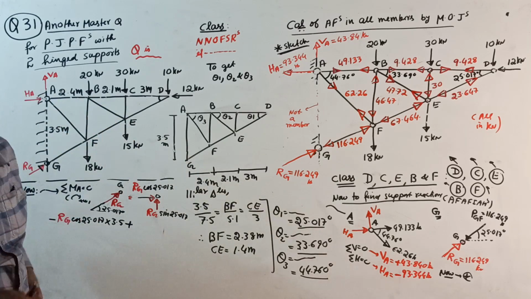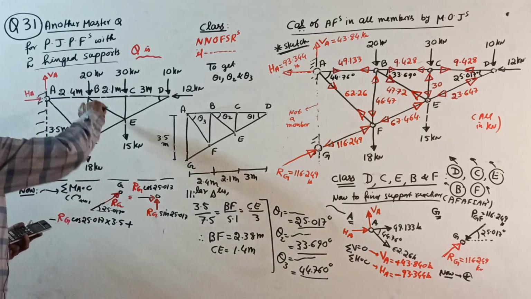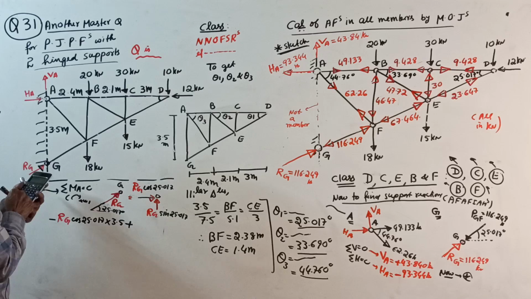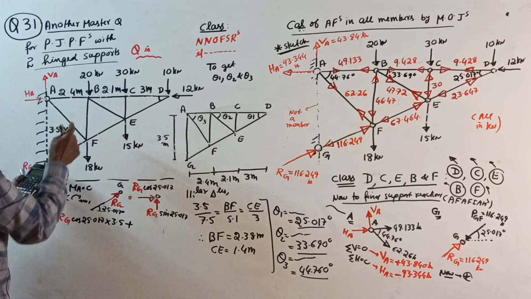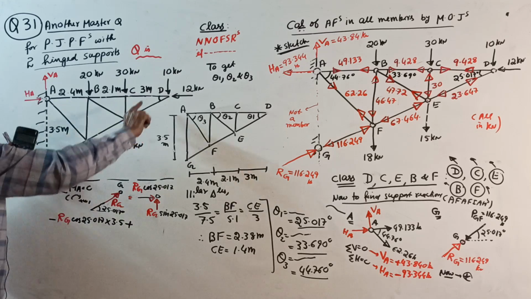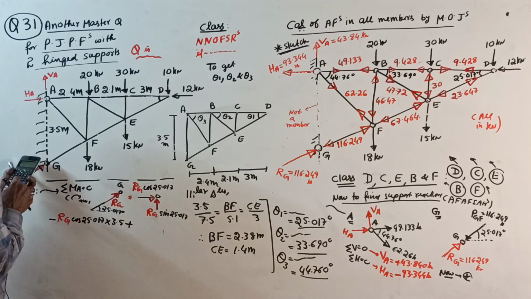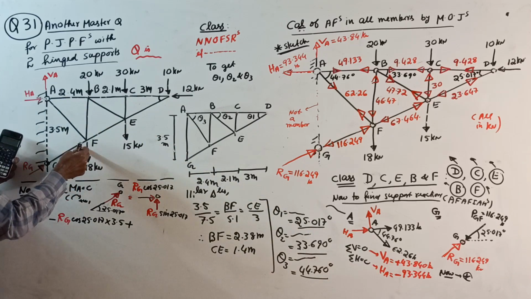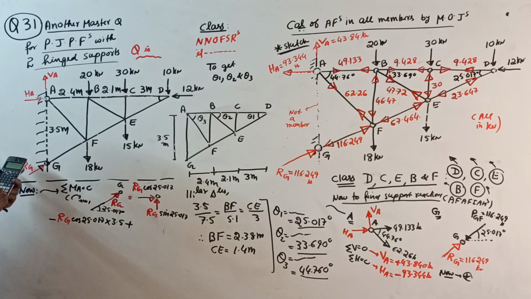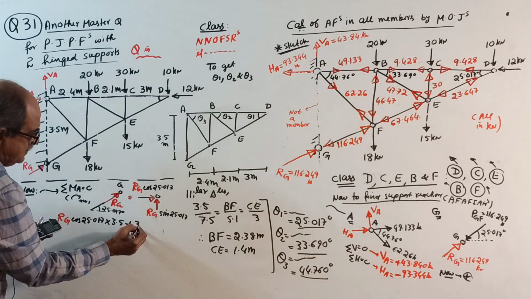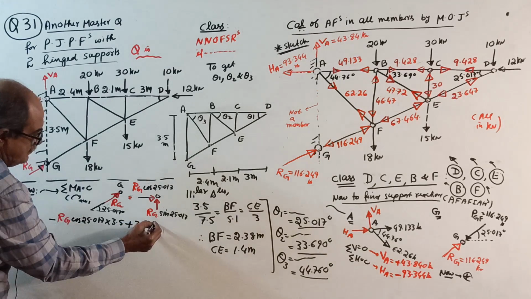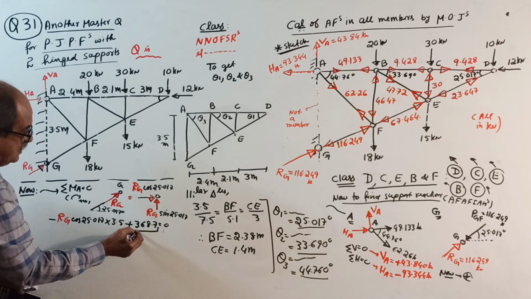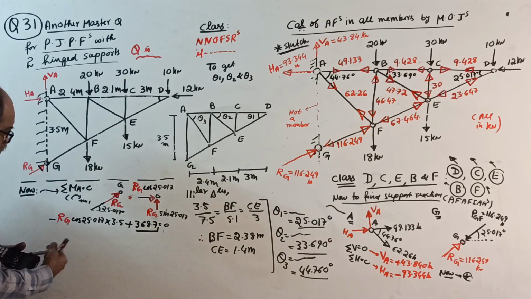This time I will give work for you. Don't put directly. Take comment here. 20 into 2.4 plus 30 into 4.5 plus 10 into 7.5, 12 into 0 plus 18 into 2.4 plus 15 into 4.5. You write all that one, it will come 368.7 equal to 0. Don't write this way. What I explained you write here. So you will get the value of Rg.